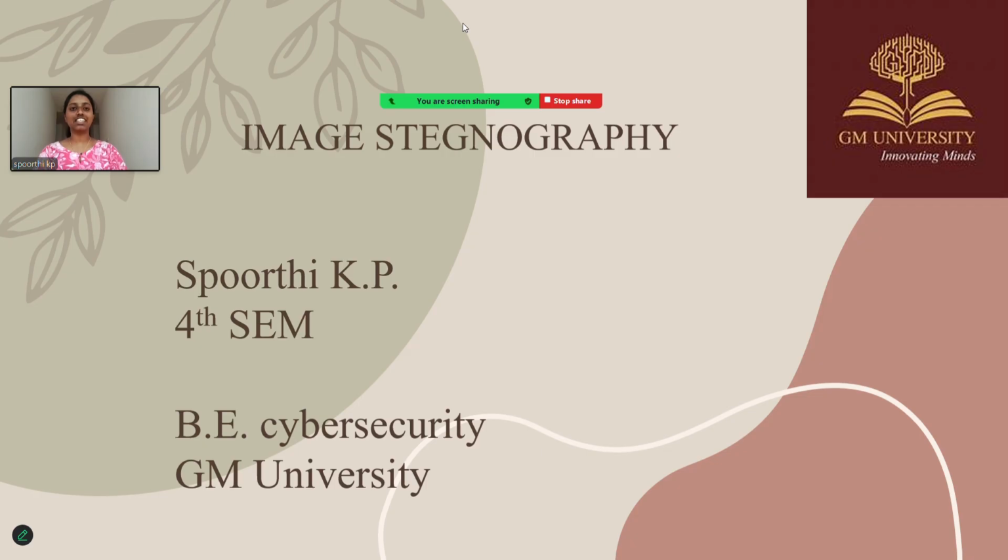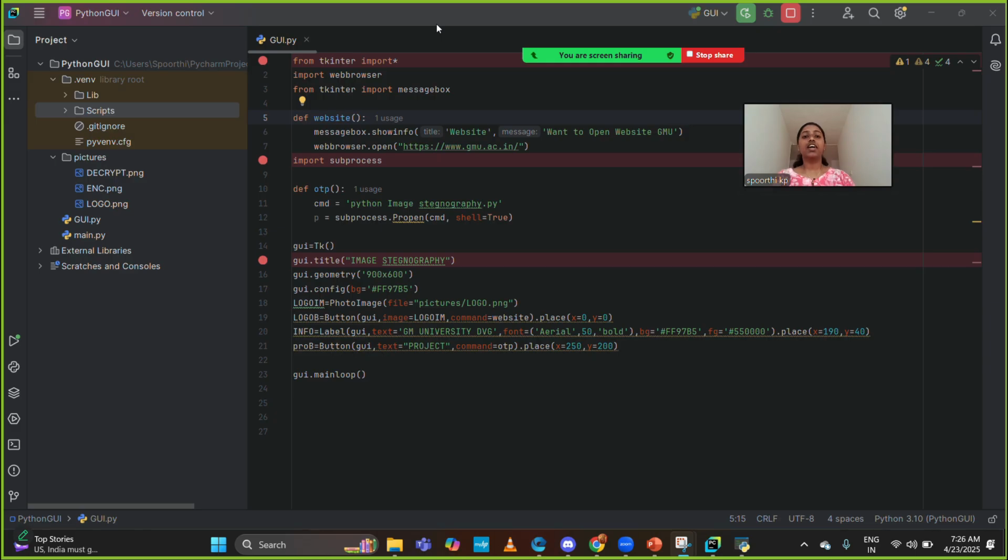Now I'll be demonstrating the code explanation along with its output of image steganography. Let's see how the code proceeds.